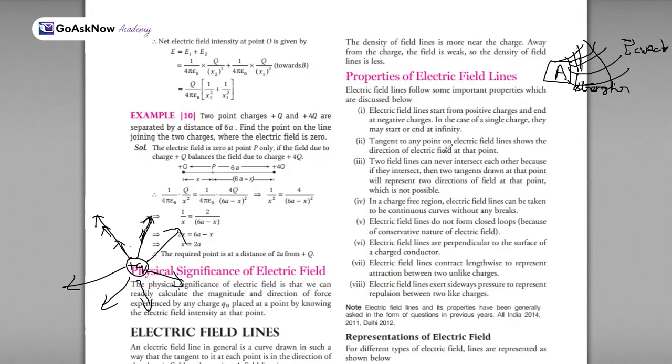In the case of a single charge, they may start and end at infinity. If you have dipole charges, I will talk about that later on. If you have two charges, then the lines start from one and end at the other. But if you have only a single charge like plus Q, then the lines start from here and end at infinity, because there is no other charge. So the electric field lines will go farther away and end at infinity.